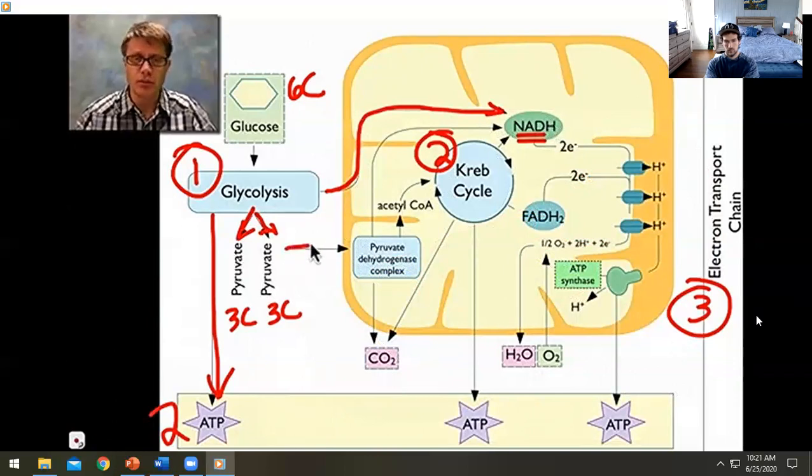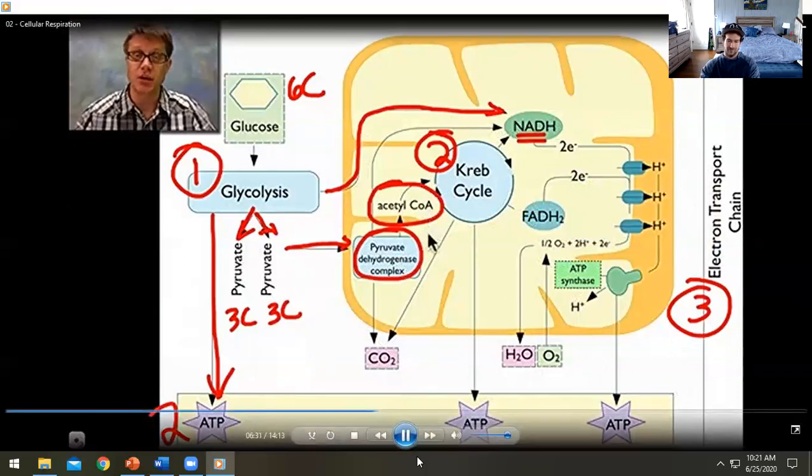Let's follow pyruvate then. Pyruvate is going to diffuse into the mitochondria, and then we're going to have this pyruvate dehydrogenase complex. And basically what it's going to do is it's going to convert that 3-carbon molecule into acetyl-CoA. This is coenzyme A.